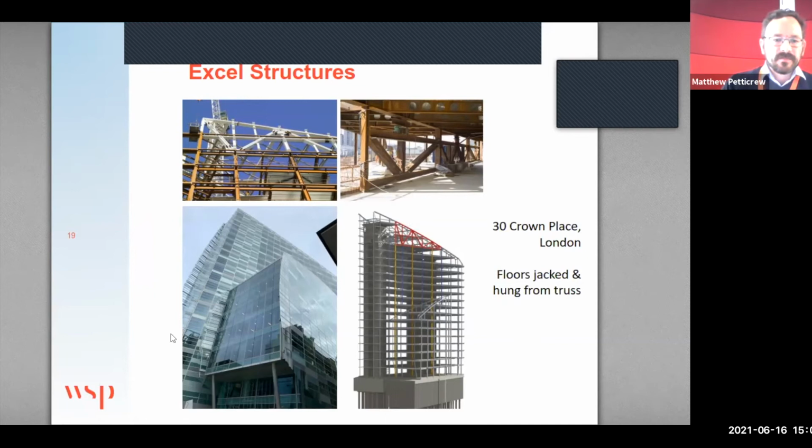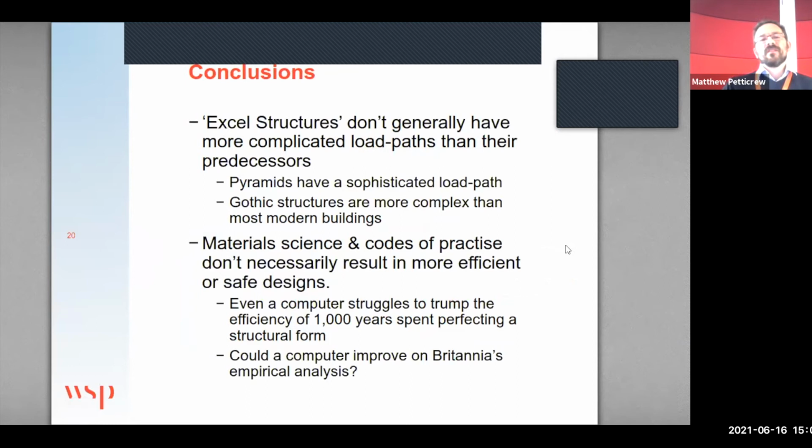So having said all of that, what conclusions can we reach from that really quick jump through history? The first thing that I wanted to draw your attention to is that Excel structures, as I've called them, don't generally have more complicated load paths than their predecessors. The pyramids have quite a sophisticated load path, despite the fact they predate soil mechanics by more than 1,000 years. And the Gothic structures of the late medieval are more complex in their load paths than most modern buildings that get dealt with by engineers today. Not always, but generally speaking.